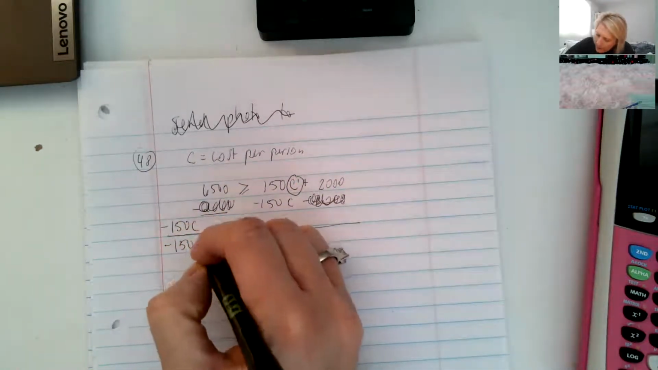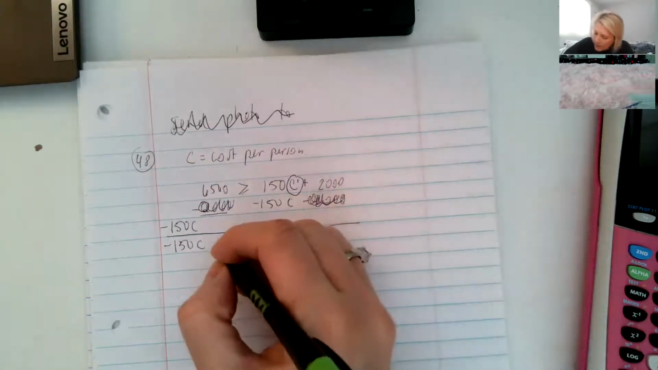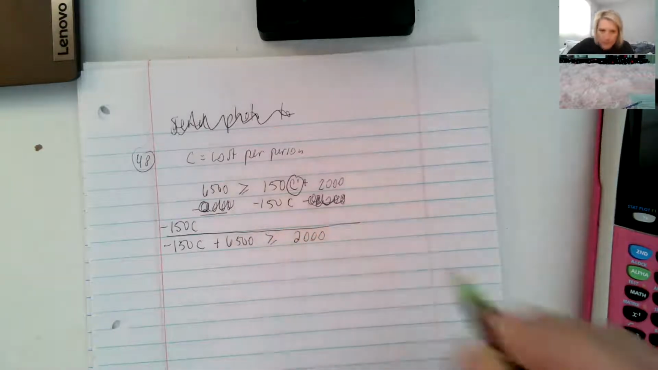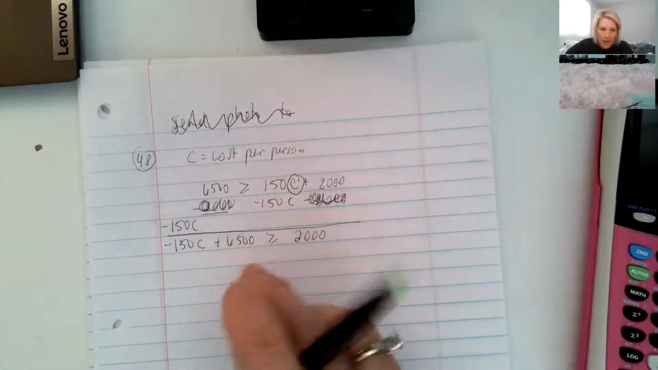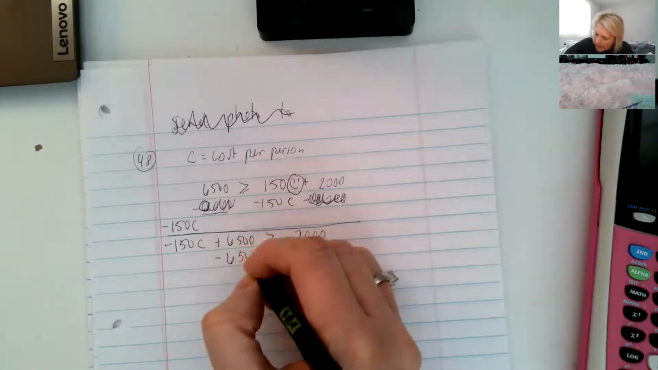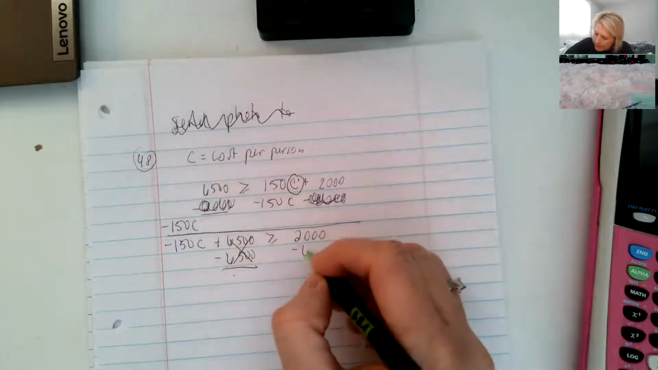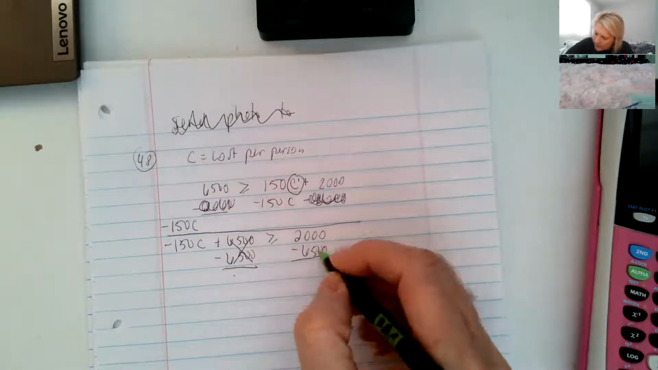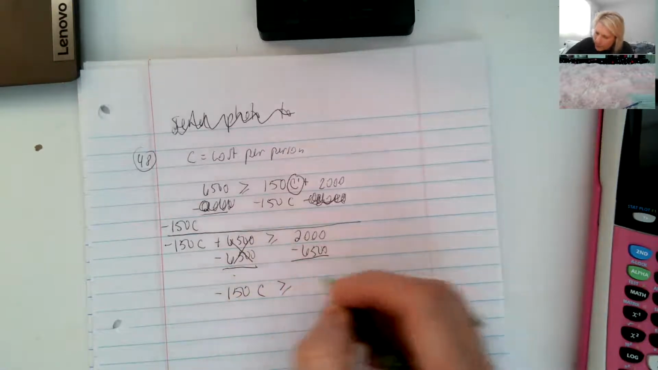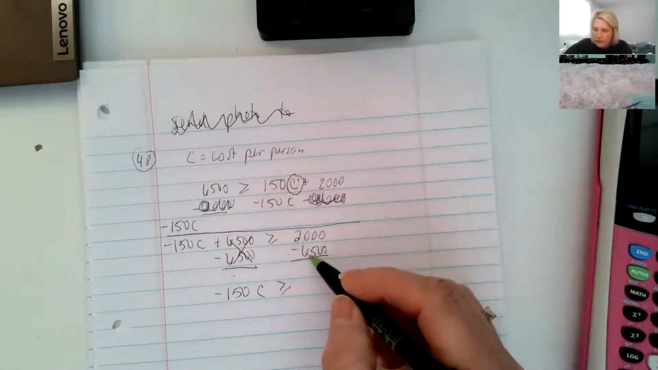So I'm going to have a negative 150C, and you don't have to do it the way I do. You can put your variables on the right. And then I still have plus 6,500 greater than or equal to 2,000. That means I'm going to put my constants to the right. So I'm going to subtract because I'm adding. I have to do the opposite sign so that this adds to 0. So subtract 6,500. So we have a negative 150C greater than or equal to 2,000 minus 6,500.